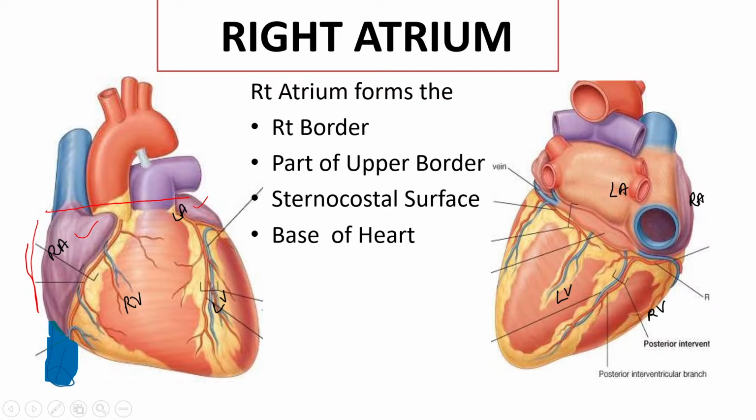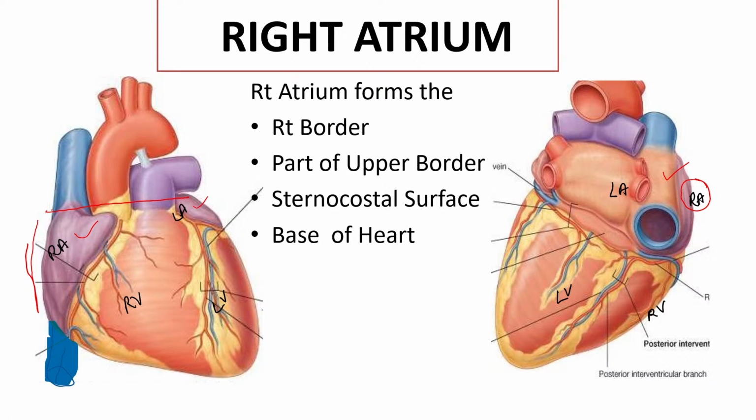In addition to this, the right atrium will also form a part of the posterior surface or the base of the heart. In the second diagram, we can see the posterior and the diaphragmatic surface of the heart, where the right one third of the base is formed by the right atrium. So, the right atrium is contributing to the sternocostal as well as the posterior surface or the base of the heart.